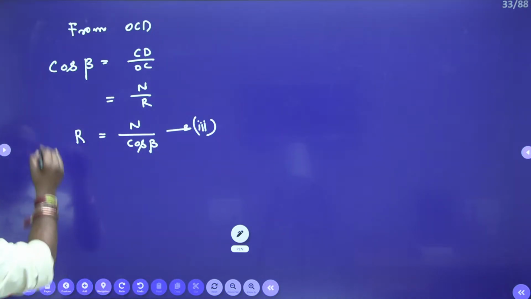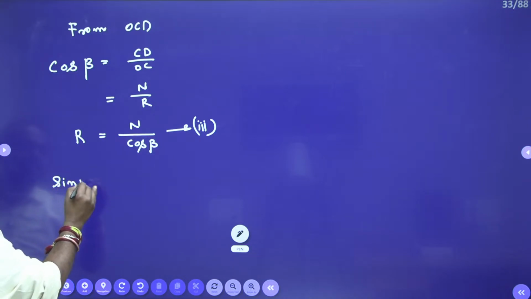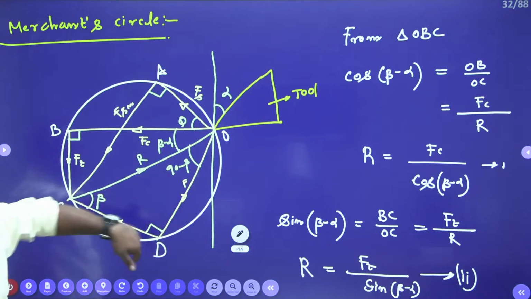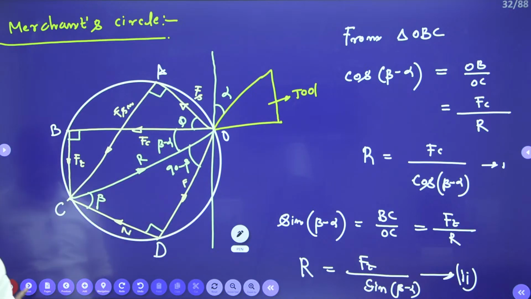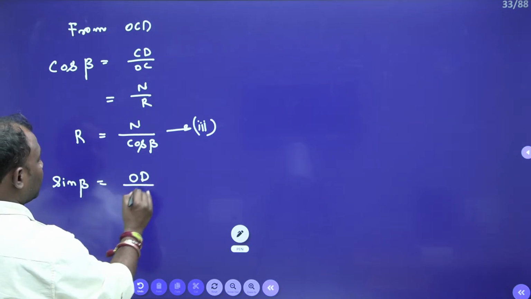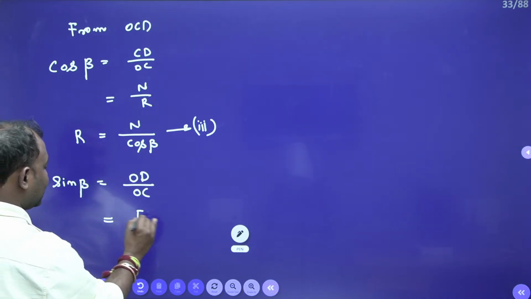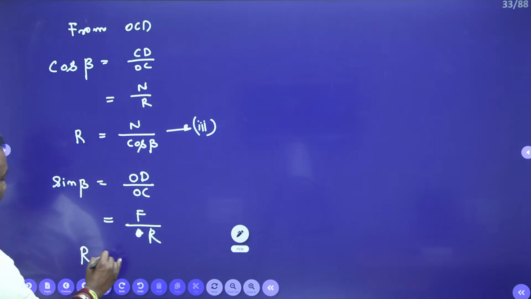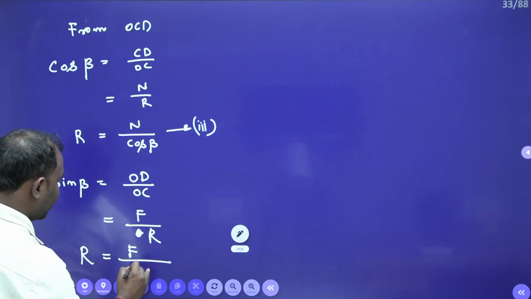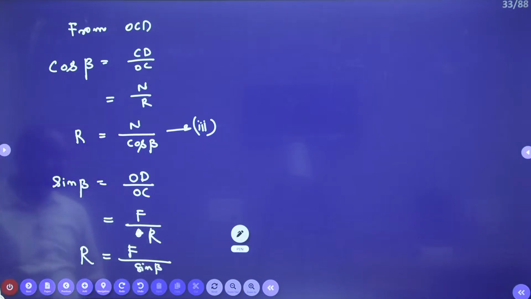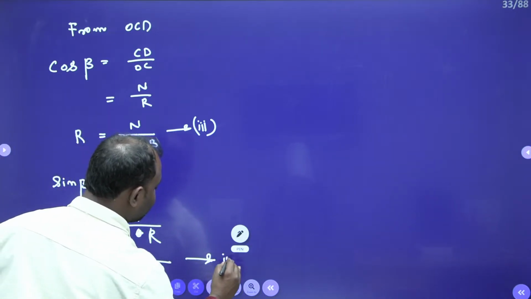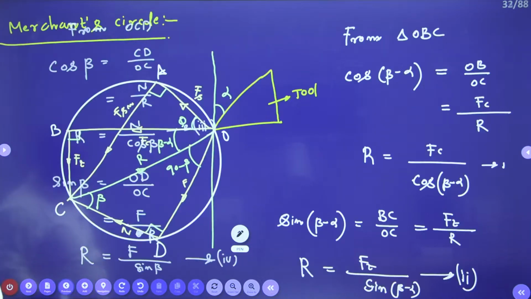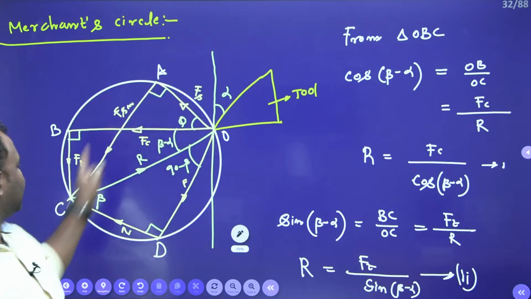Okay, right. Next, sin beta in the same triangle. Sin beta is equal to OD divided by OC. Now my OD is F and my OC is R. Okay, such that again I'll write my R is equal to F by sin beta. Say it is equation number 4. Okay. Now let us go for triangle OAC.